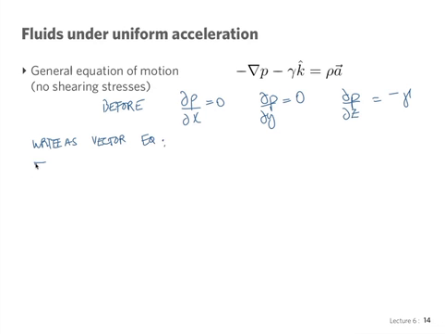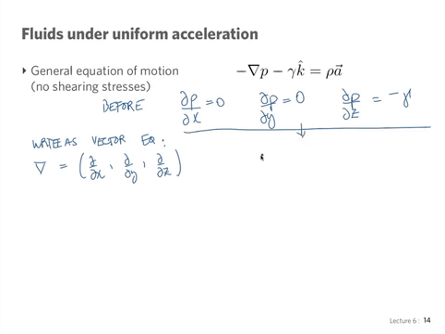Using, as you recall, the gradient operator, which is equal to d/dx, d/dy, d/dz, we can write these three equations together as one. In the case of statics, we could write that the gradient of pressure equals minus gamma. This is what we've seen until now.